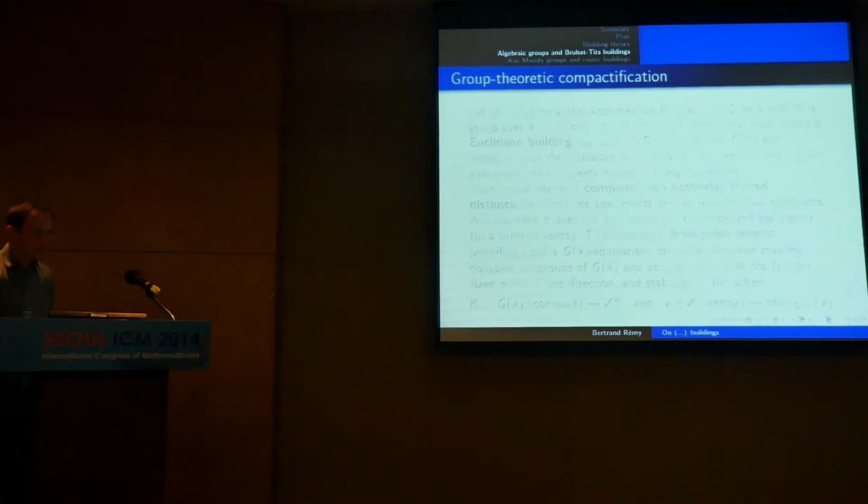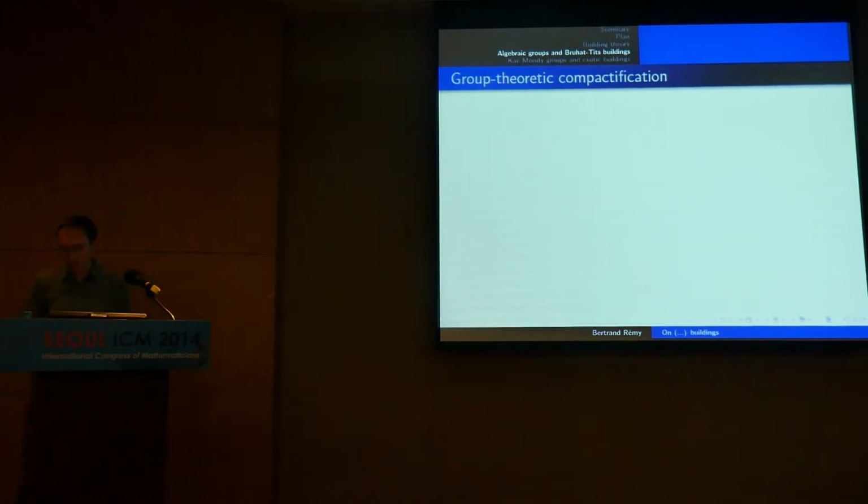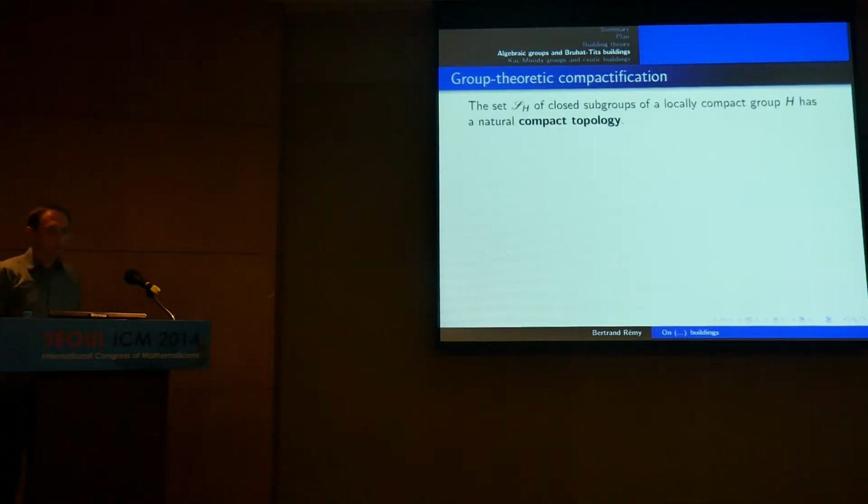Okay? So, I want to compactify Bruhat-Tits buildings, Euclidean buildings, because it's useful, for instance, for induction arguments in representation theory. So the first compactification procedure that we defined, done with Yves Guivarc'h, uses this beautiful fact that given any locally compact group, the set of closed subgroups has a natural compact topology. This is a bit surprising maybe, but it is true. Typically, if your group is metrizable, then you can see this topology as the one in which the convergence is given by pointed Hausdorff convergence.